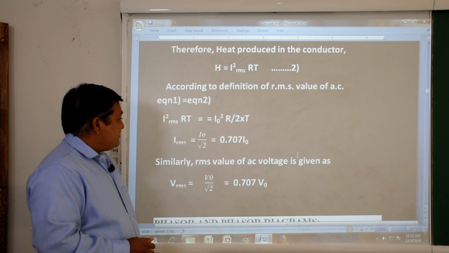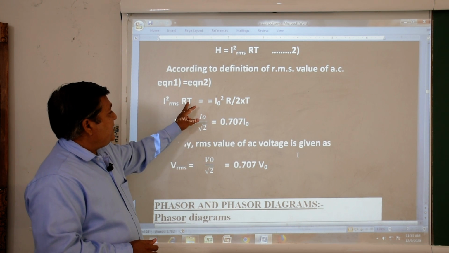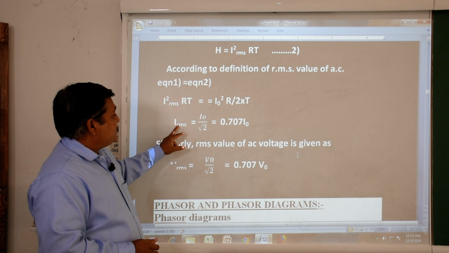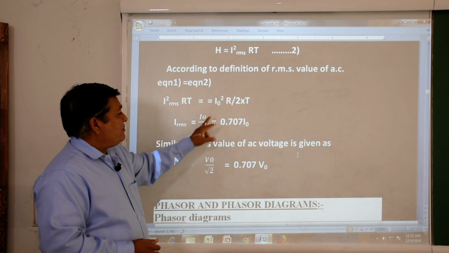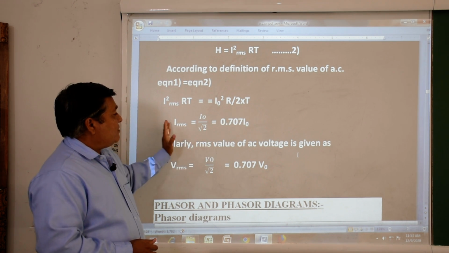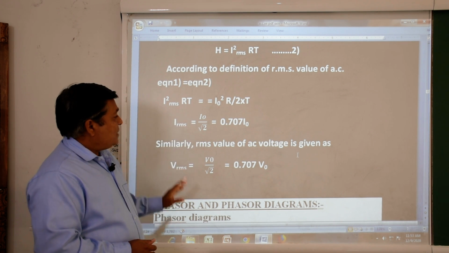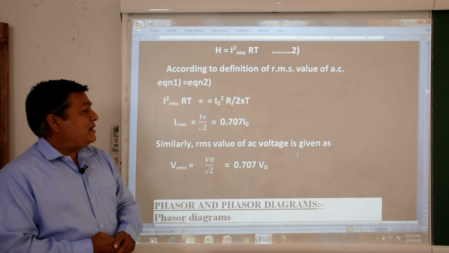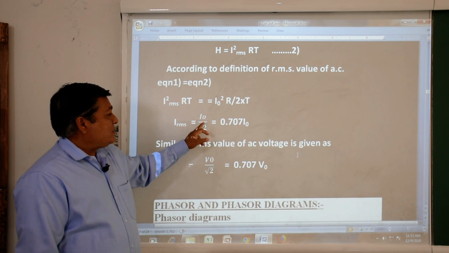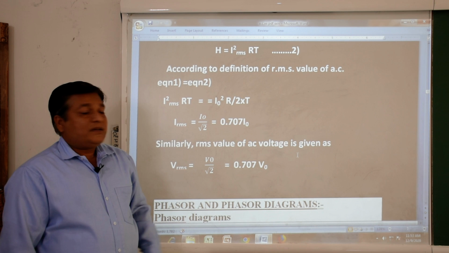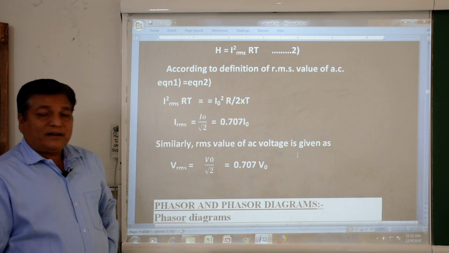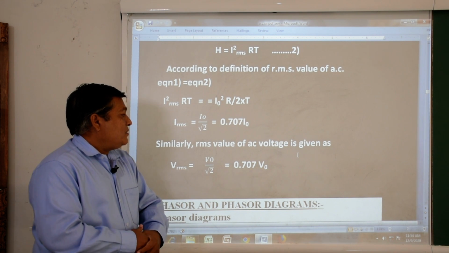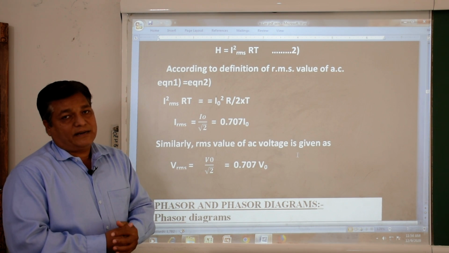When we compare this, we can see that here RT and RT can be cancelled, and here I square RMS, and what do we get? I naught square upon 2, and if we take out the square root value, so ultimately what do we get? I RMS, means root mean square value of alternating current, is equal to I naught upon root 2, which will become 0.707 into I naught. This is supposed to be the root mean square value of alternating current.